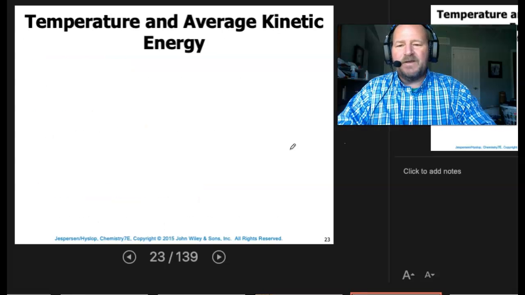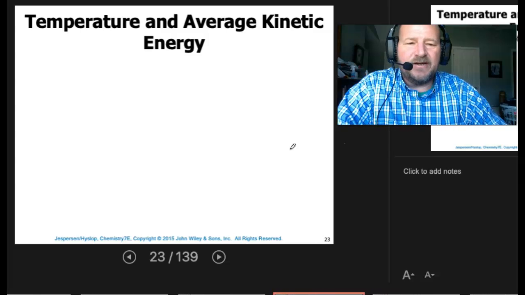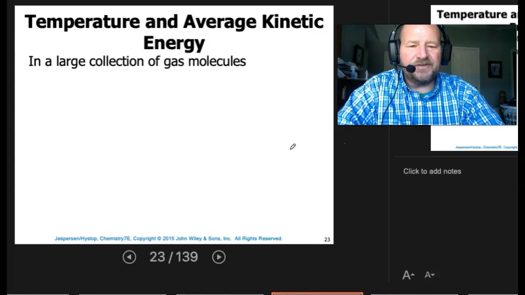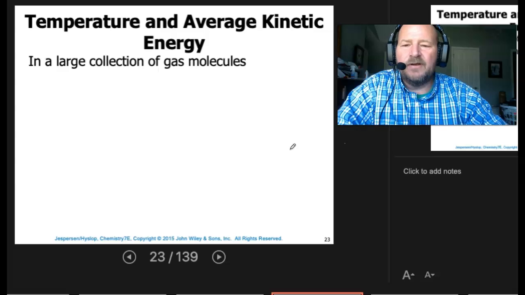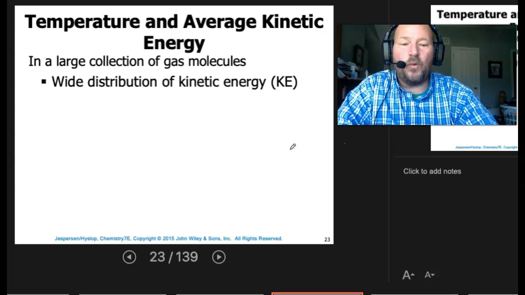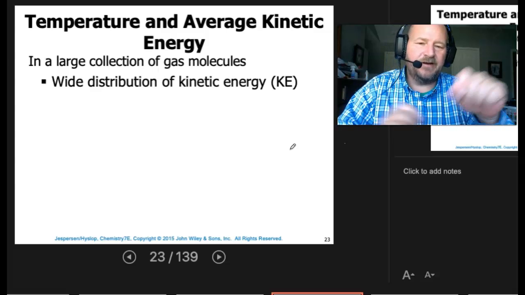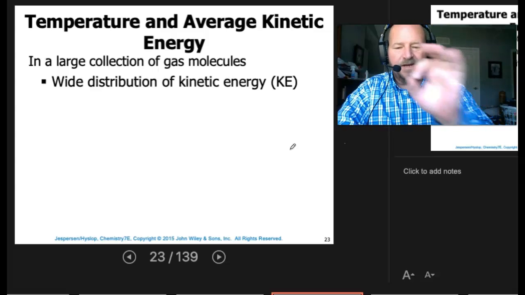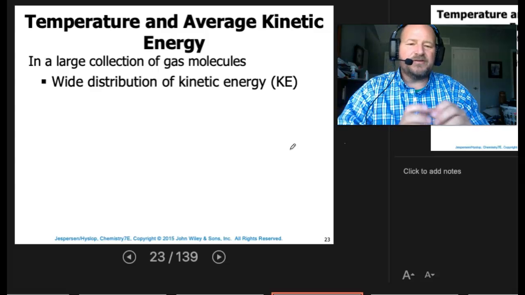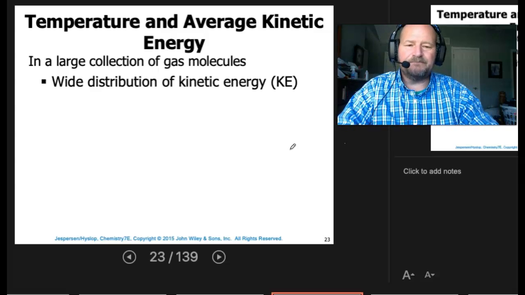Okay. Temperature and average kinetic energy. So in a large collection of gas molecules, and this is gas, not solid, right? Now in a gas, there's going to be a wide distribution of that energy. You have all these little particles moving, and if I were to stop and look at each particle, there's going to be a huge distribution here.